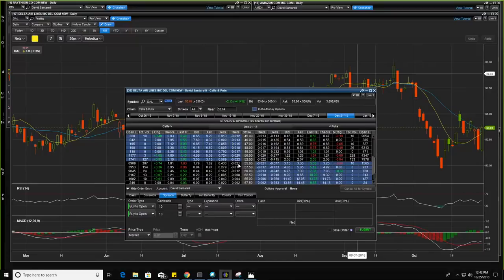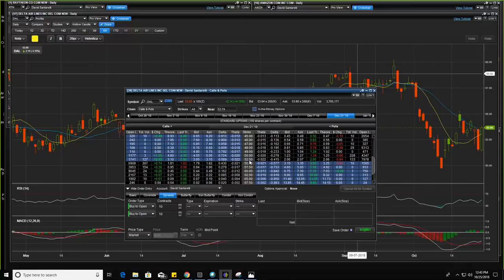Okay, so what we're going to do is take the 5250, that's the strike we're buying, and subtract it from our target. So what did we say our target was? 57. So 57 minus 52.5. Get a calculator because you're going to need it for theta and delta. Okay, so 57 minus 52.5, that's $4.50.